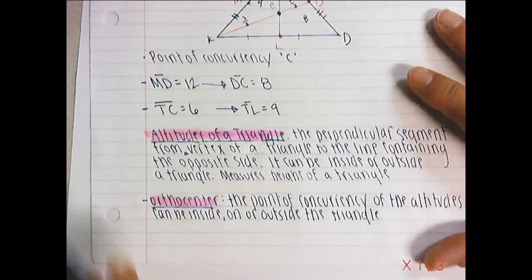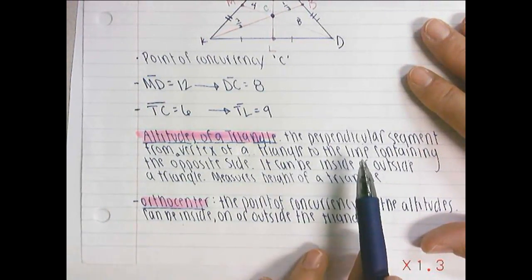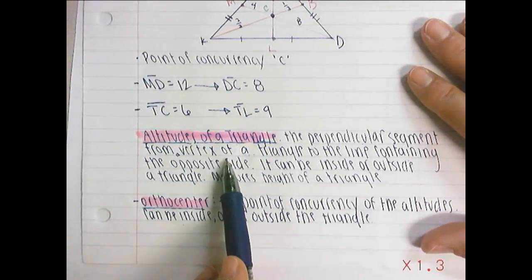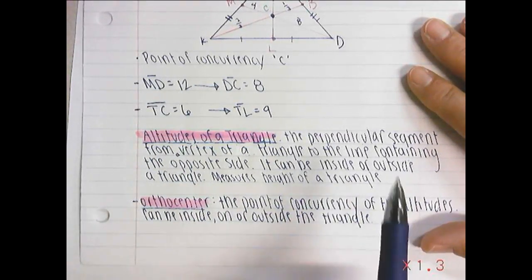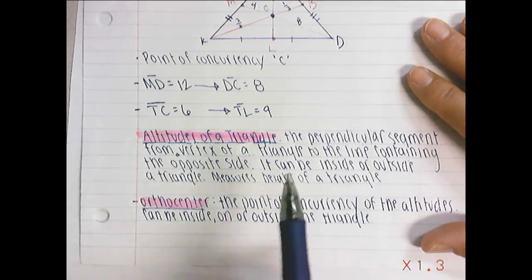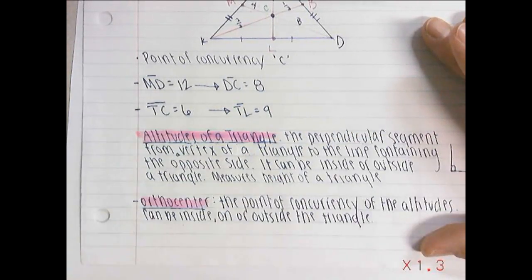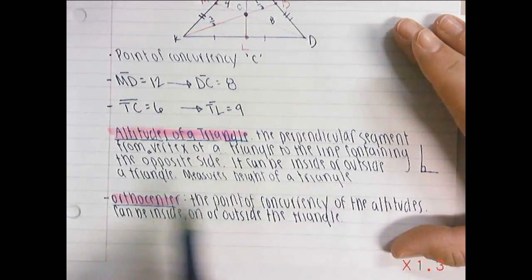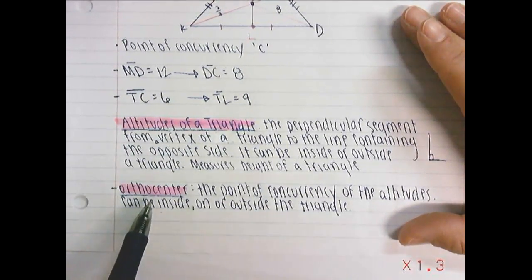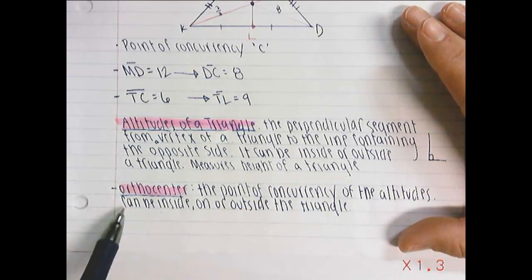And then again, we're going to talk about the altitude. Remember, it's a perpendicular segment that goes from one of the vertices of a triangle to the line containing an opposite side. And remember, it doesn't bisect, it doesn't hit at a midpoint, it strictly creates a 90-degree angle. And it will help you identify the height of a triangle. The orthocenter is where the altitudes meet. It's the point of concurrency of the altitudes. And it can be inside, on, or outside the triangle.